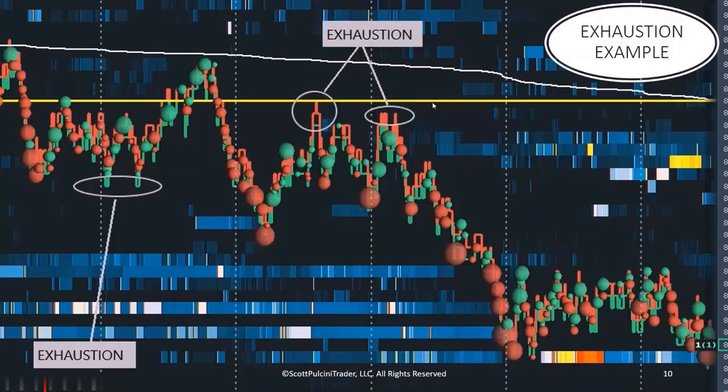Okay, which we'll look into later, but you see when the price comes up over here, there's nobody buying here, nobody buying here. Okay, this is exhaustion on the buy side.